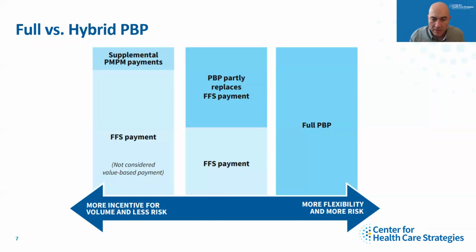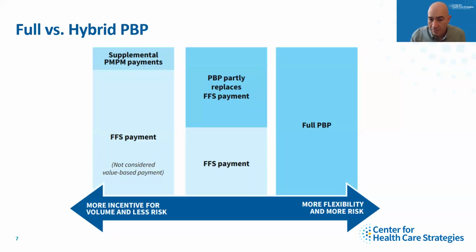So you see the blue boxes here. A hybrid PBP is the one in the middle, where you have a fee-for-service payment that is around half in this graphic. It could be a different amount. That is fee-for-service, and half of it is a population-based payment that partially replaces that fee-for-service payment.